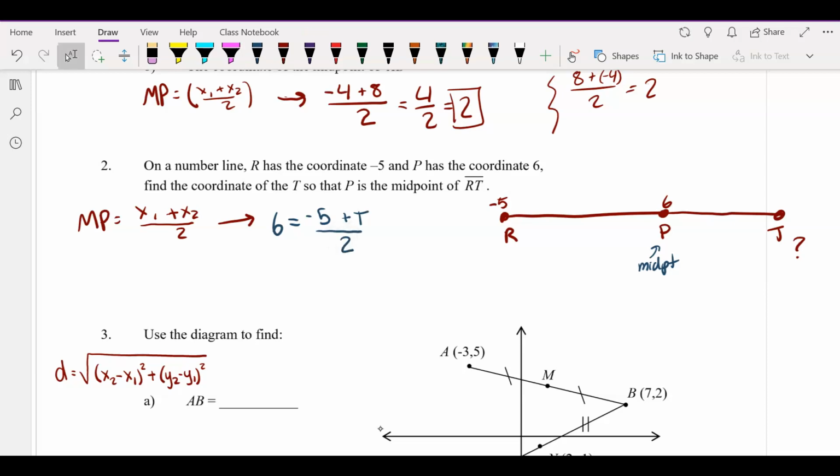From here, we are just going to solve, so multiply both sides by 2. So then we'll get 12 equals negative 5 plus t. When I add 5 over to the other side, we will get t to equal 17. So we know that our point T has the coordinate of 17.